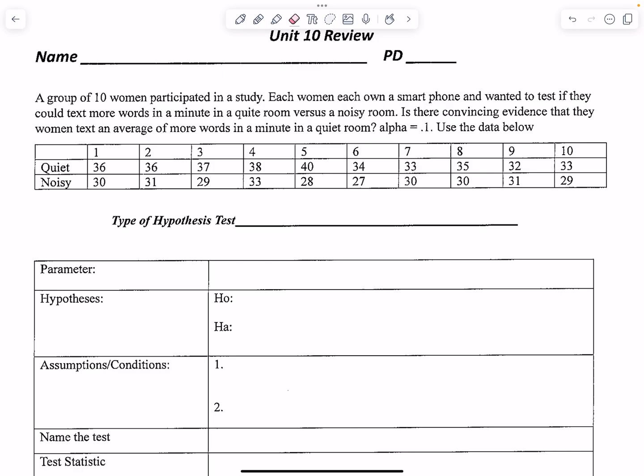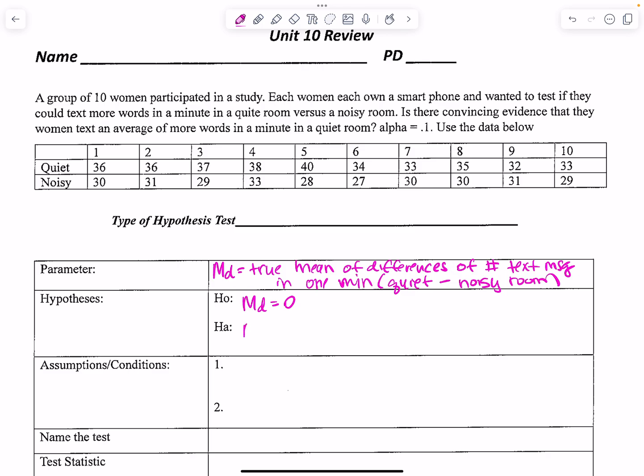So I've got my parameters going to be mu d, which is equal to the true mean of the differences of number of text messages in 1 minute in a quiet minus noisy room. Okay, where mu d is equal to 0, and this is mu d.